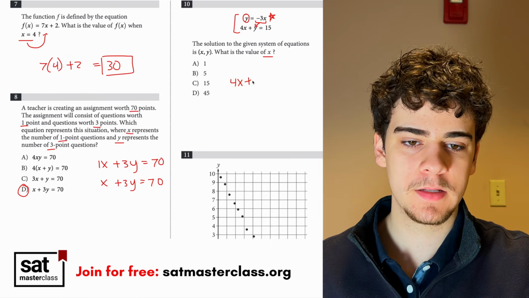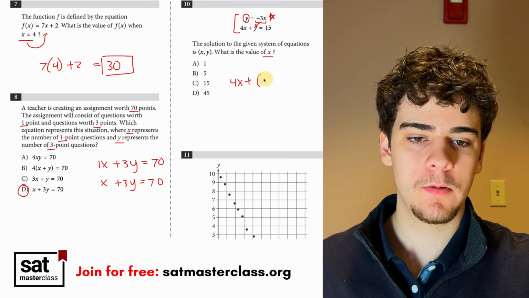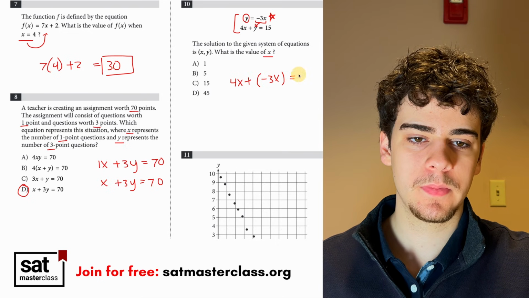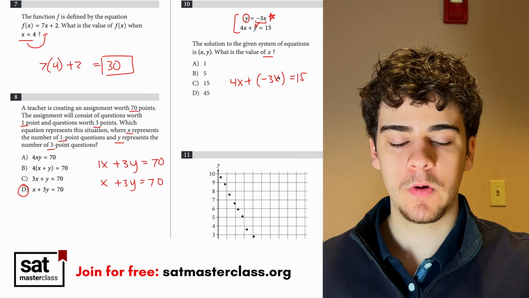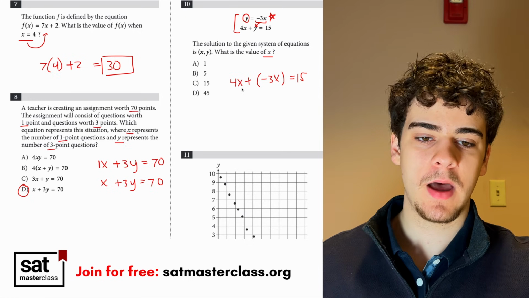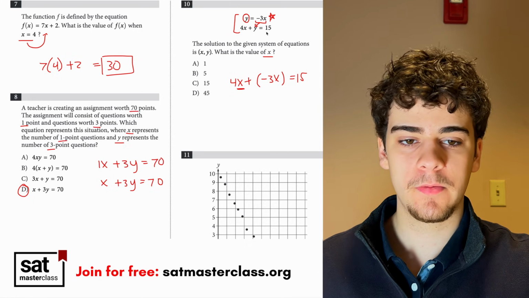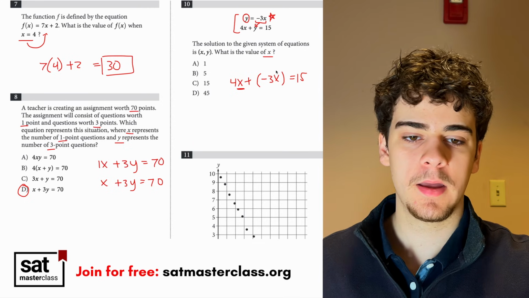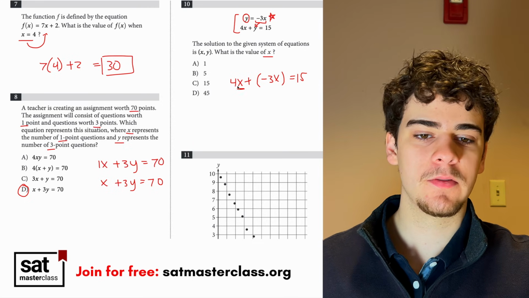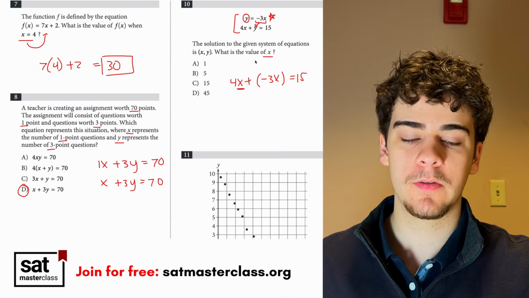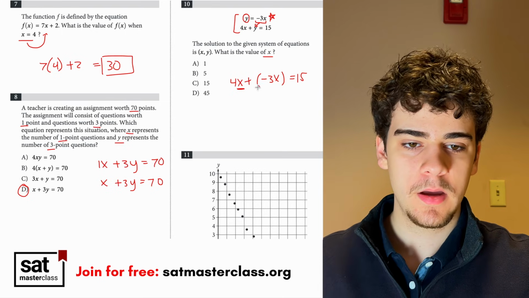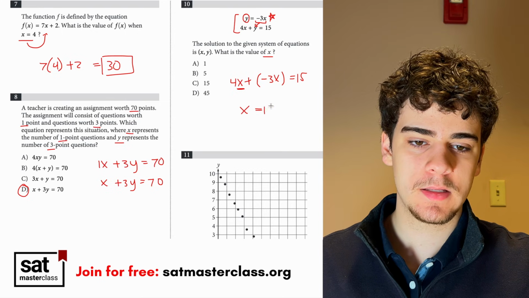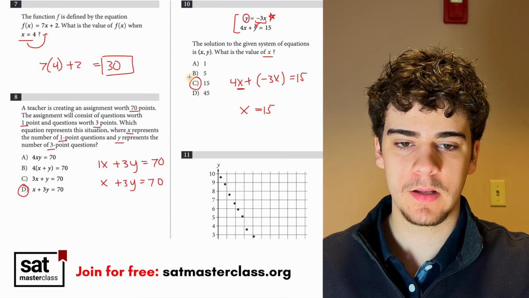So we'll have 4x plus, and then instead of y, we're plugging in the negative 3x equals 15. And then what you see happens here is we'll end up just getting a solution for the other variable. So we isolated for y, but when we plug that in, it will actually give us the solution for x. And we're looking for the value of x, so that works out. Okay, so 4x minus 3x is just x. x equals 15, that's our answer.